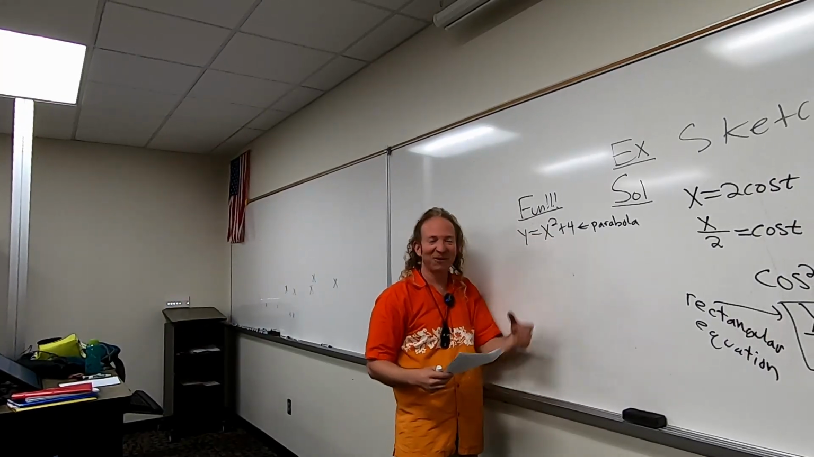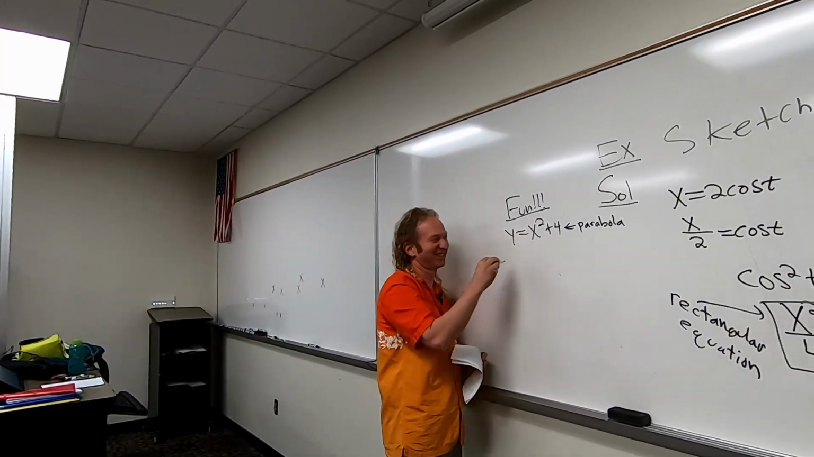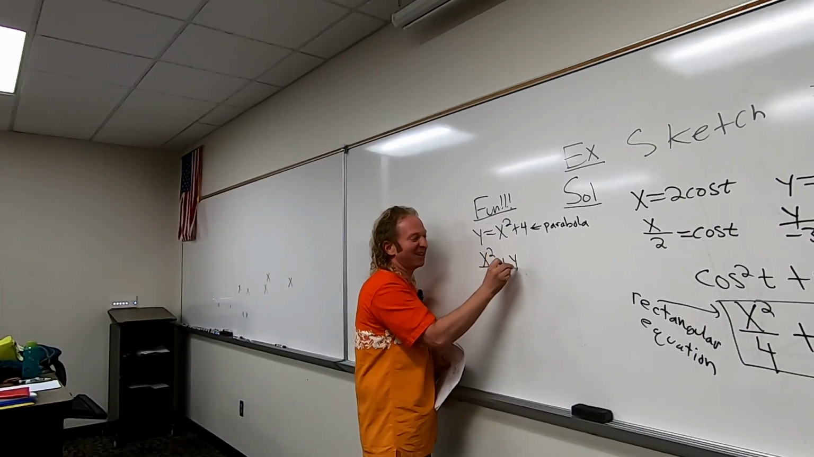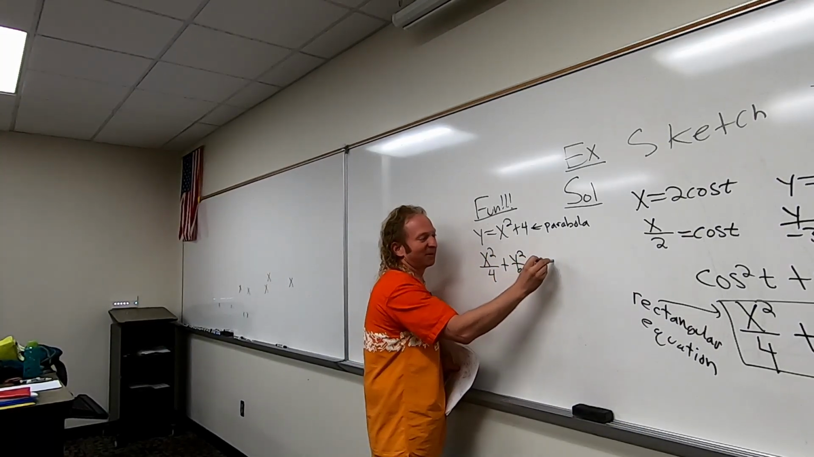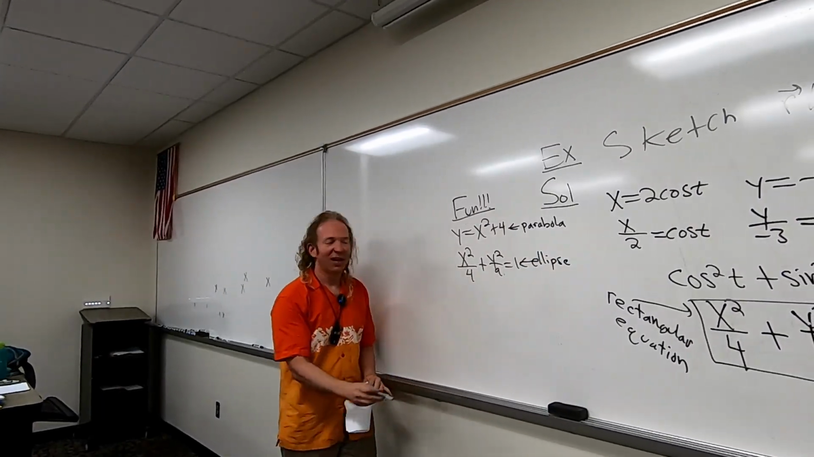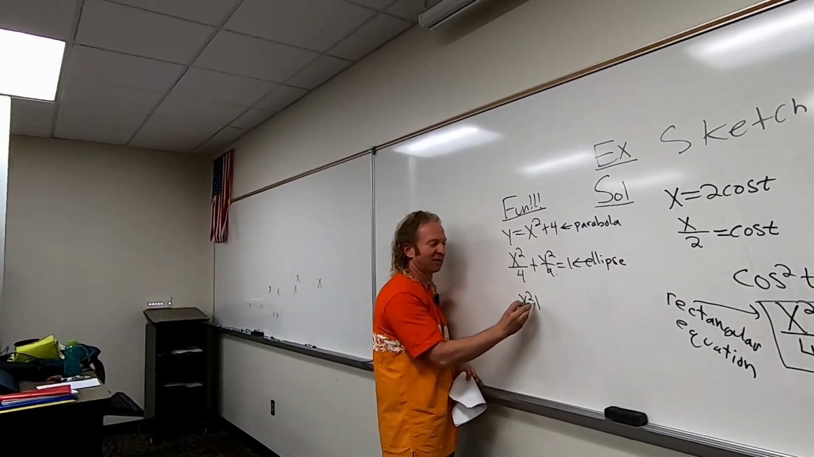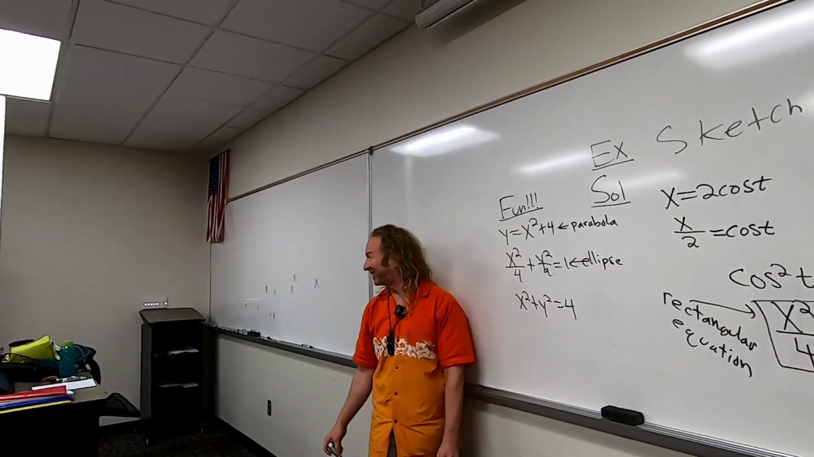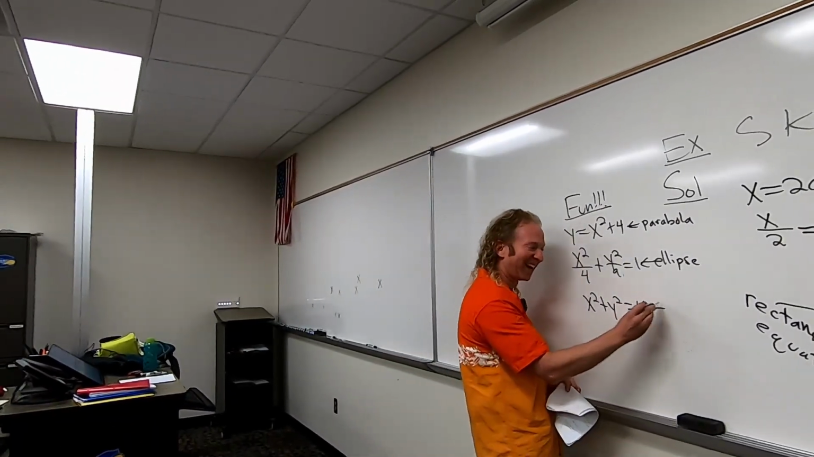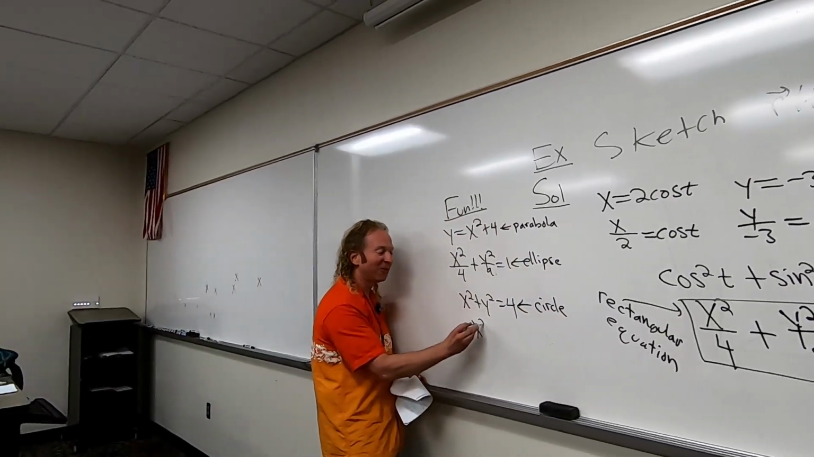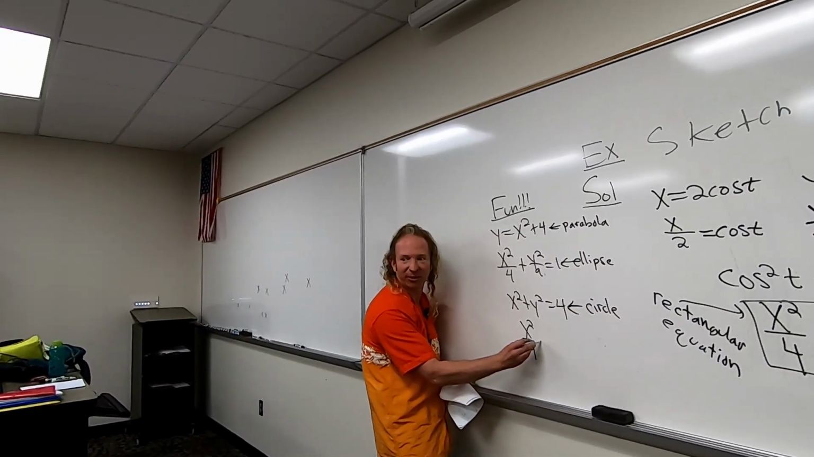X squared plus 4. It's really tall. And then this is, we said this is an ellipse. This is an ellipse. And then something like this. What would that be? A circle! Yeah! Round and round we go. Ooh! What if we do this? What if we put this symbol here?